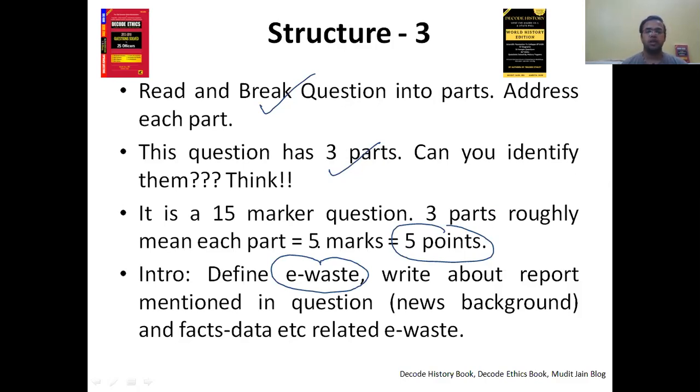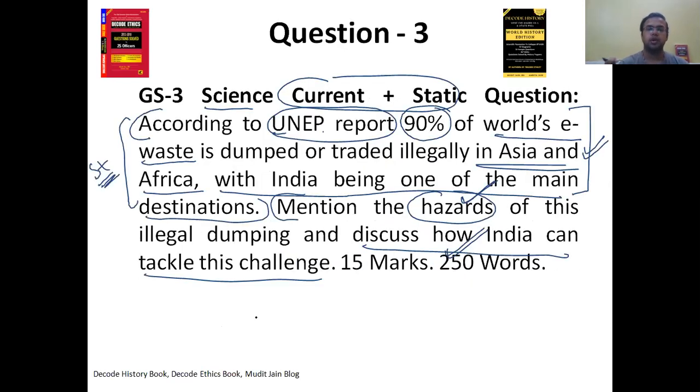You have to define e-waste in introduction. You have to write about reports related to e-waste. You have to write about facts and data. Now, in this question, a particular UNEP report is mentioned. The name of report is not mentioned. It just says UNEP report. So there must be some name.